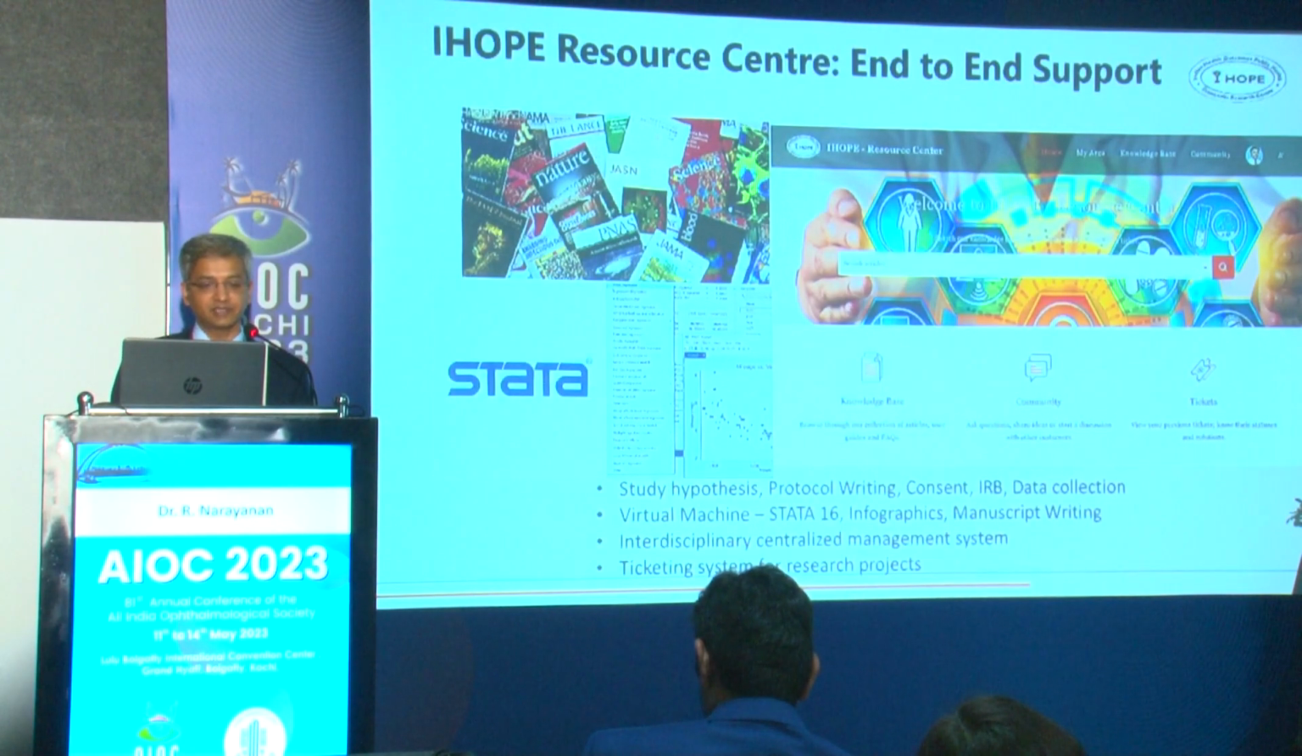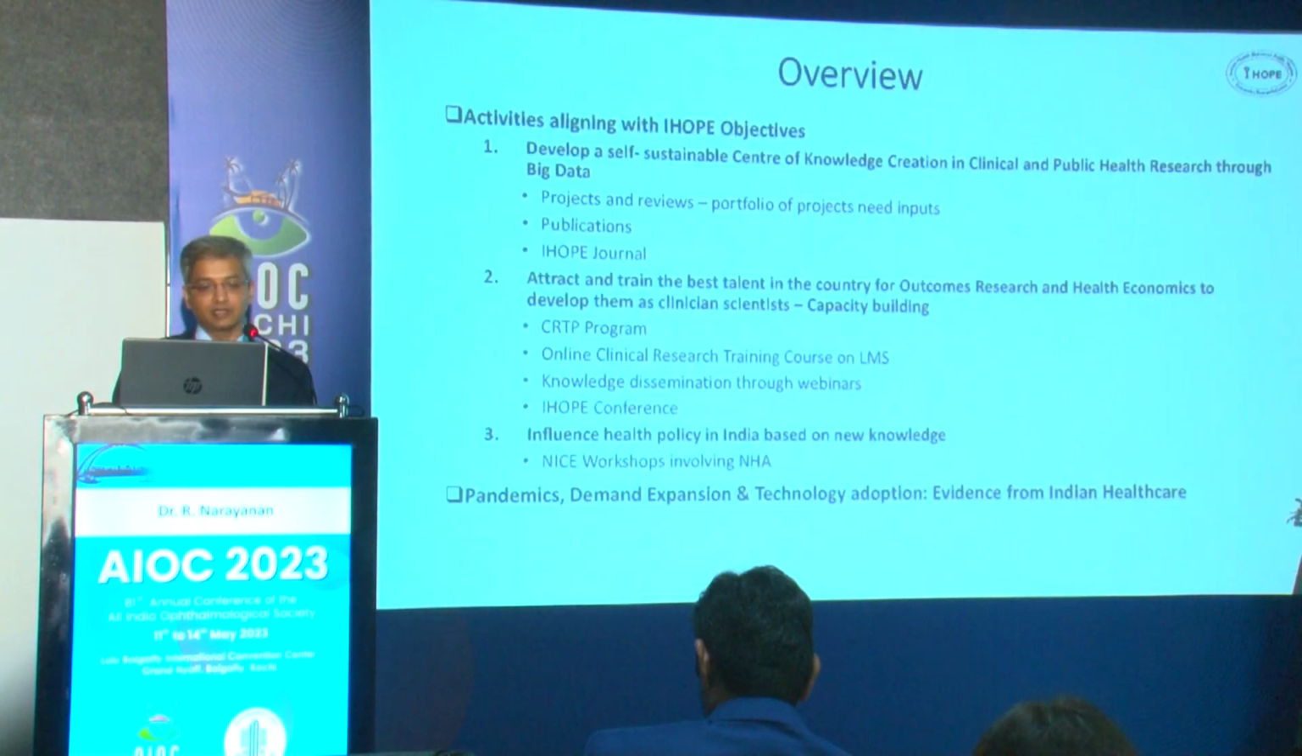And the IHOPE Center provides end-to-end support for any study, right from retrospective to prospective, protocol writing, study hypothesis, and all approvals to the data analytics, and also disseminating the information, also working along with the policy makers. In terms of the projects, broadly, we are aligned with the overall objectives that the center has been developed for. I'll be listing some of the projects, but apart from the projects, the publications, we also have the IHOPE Journal of Ophthalmology, which is a unique journal focused only on public health, health economics, and guidelines publications.